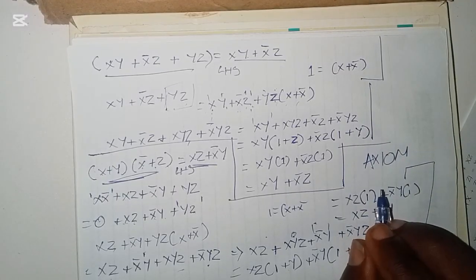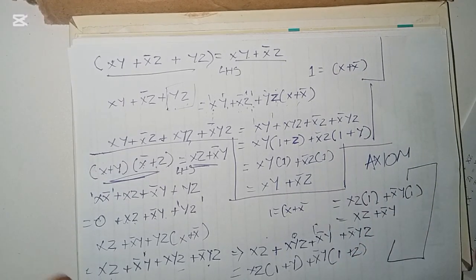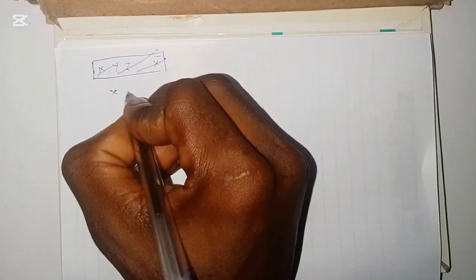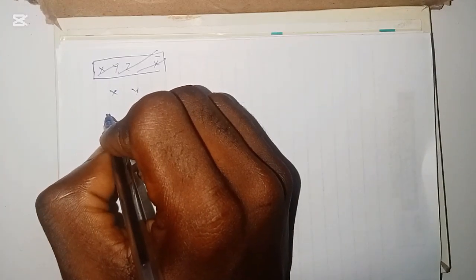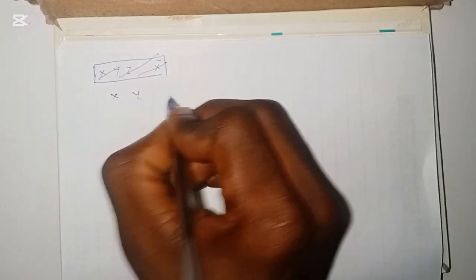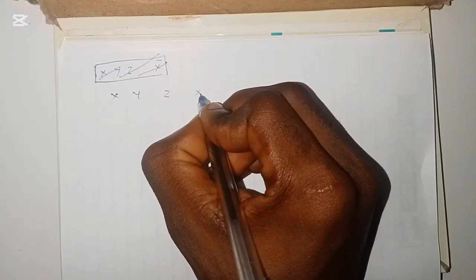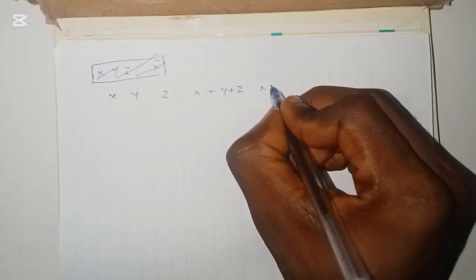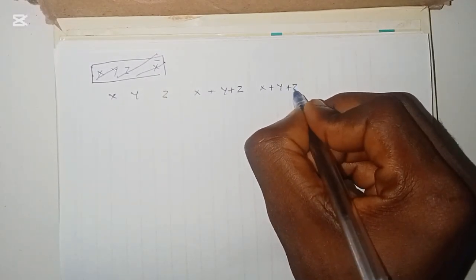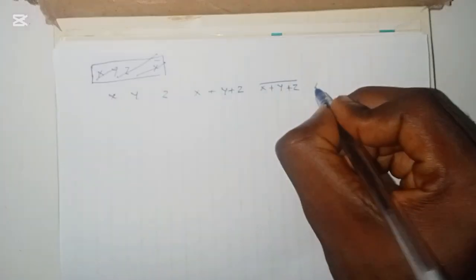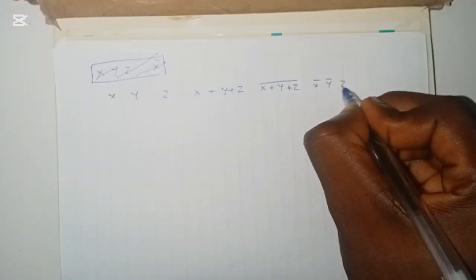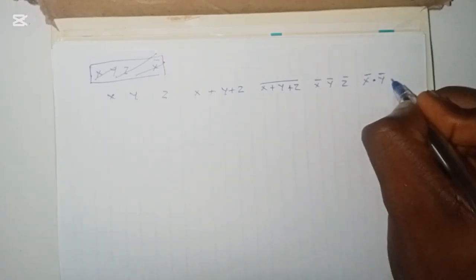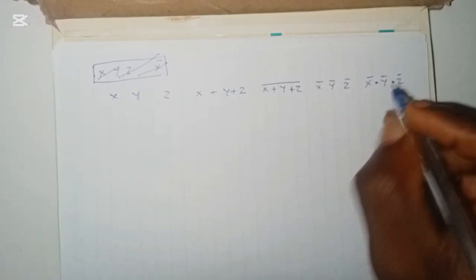Now we'll be moving on to, before we move on to the numbering system, let us finish the theorem. So we have our x, y, z, then x plus y plus z, then x plus y plus z all bar, then x̄, ȳ, z̄, then x̄ȳz̄.